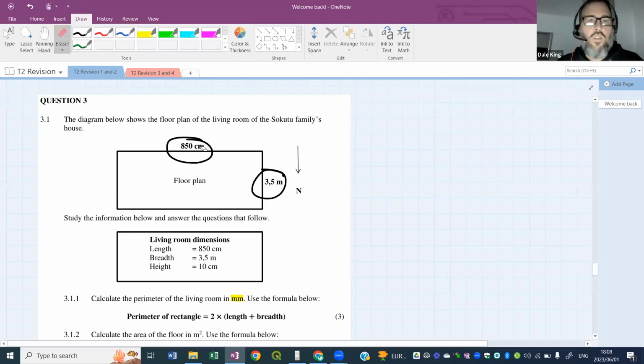Off you go. It should take you about 2 minutes to calculate that perimeter. You use the formula, put in your length and breadth. Be careful because your units are in centimeters and meters, so I suggest you change them first. Change them first to millimeters and then put them into your formula. I'll give you 2 minutes to do that.